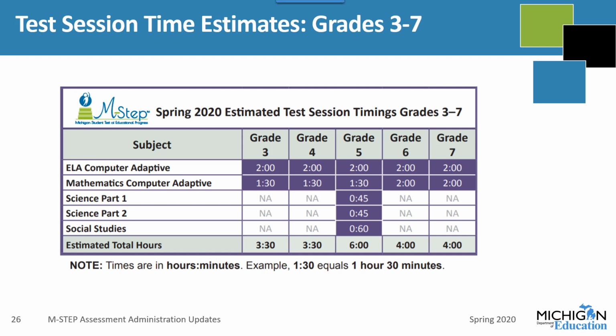MDE provides these test time estimates to help you as you build your testing schedule. As a reminder, this is total time testing. It doesn't include logging into the test, passing out test tickets, reading directions, or anything else. This is just for the actual time spent testing. What's new here for 2020 is the science test. It is divided into Part 1 and Part 2, with 45 minutes for each. ELA for all grades is still estimated at 2 hours. Math is 1.5 hours for grades 3 through 5 and 2 hours for grades 6 and 7.